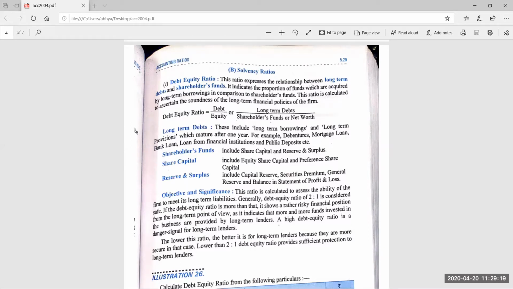Share capital means equity share capital as well as preference share capital. And reserve and surplus means capital reserve, securities premium reserve, general reserve, and all the reserves which we did there. Share option outstanding, DRR (debenture redemption reserve), CRR (capital redemption reserve), and the surplus, that is the balance in the statement of P&L account. And if the surplus balance is given negative, it means that is not profit, that is loss. So if a negative balance is given, then it will be subtracted from the shareholders' funds.